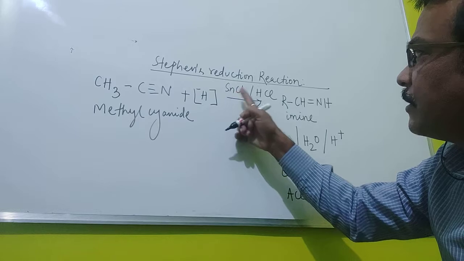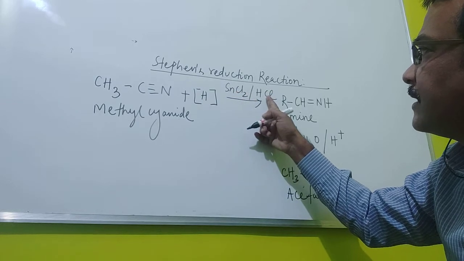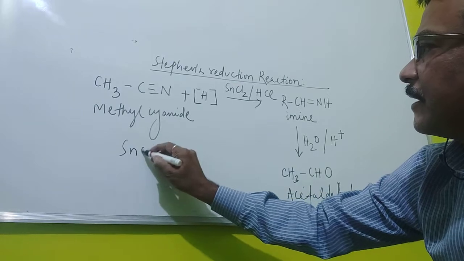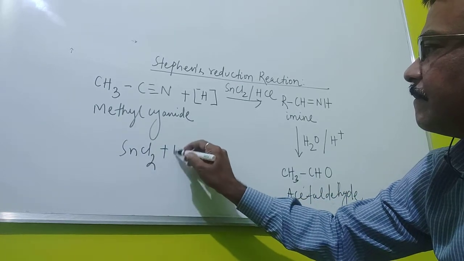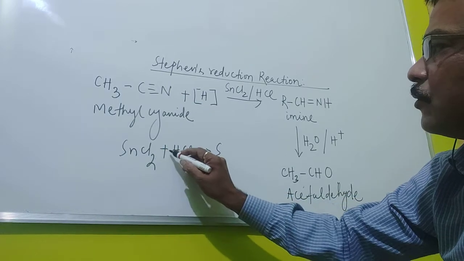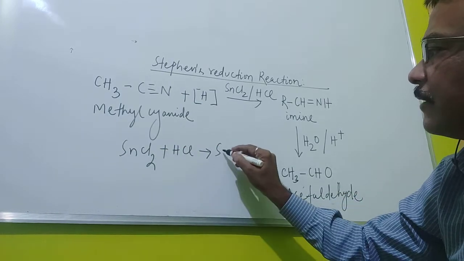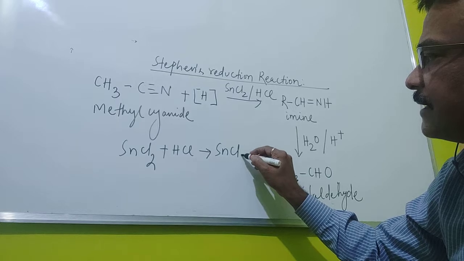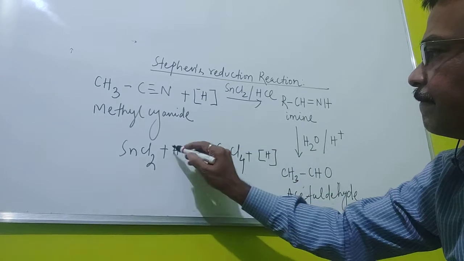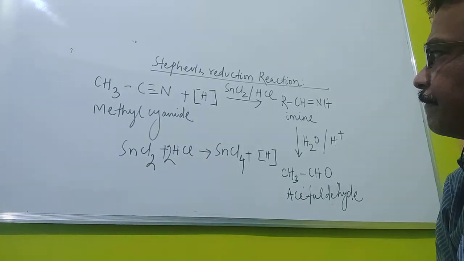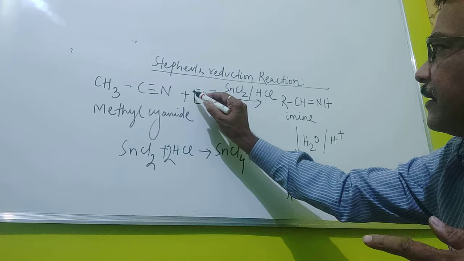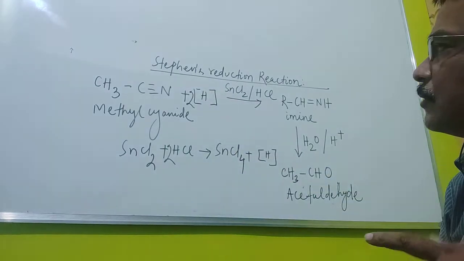From the mixture of stannous chloride and hydrochloric acid, nascent hydrogen will be formed. This is an inorganic reaction. So when SnCl2 comes in contact with hydrochloric acid, you will get SnCl4 and nascent hydrogen. And if you are interested to balance the reaction, here you can balance it. So 2 nascent hydrogen.